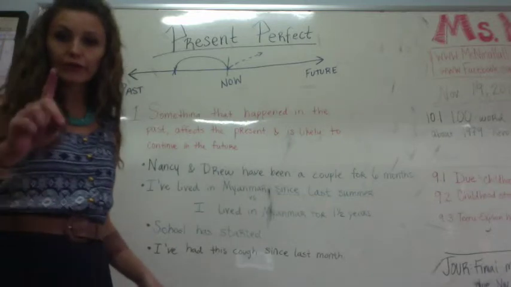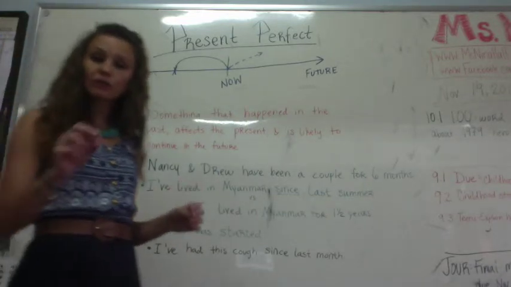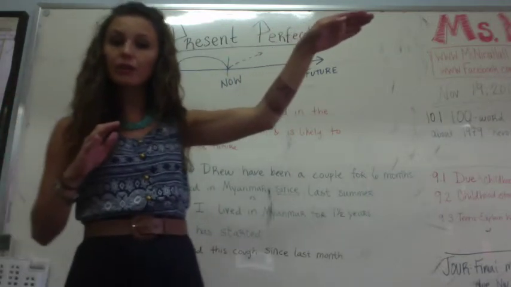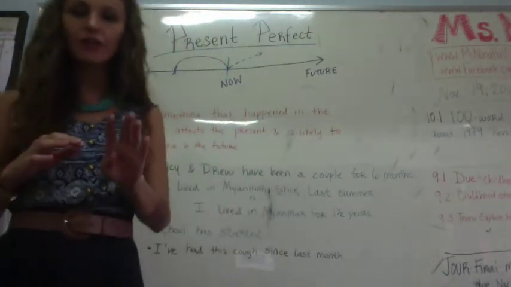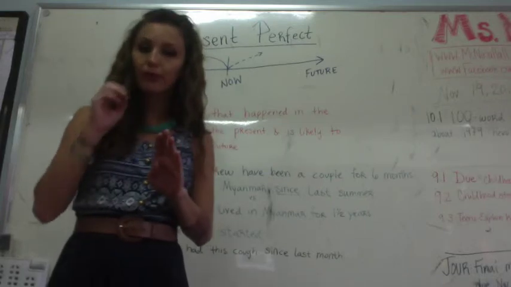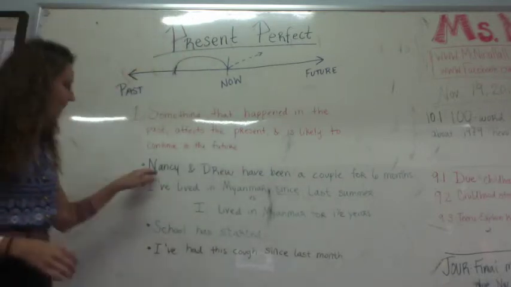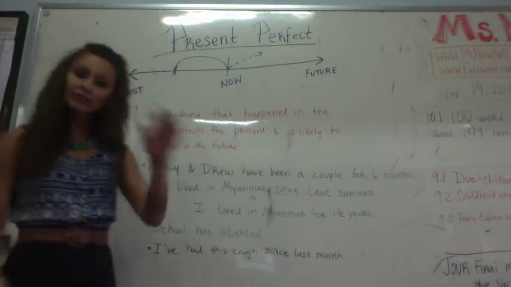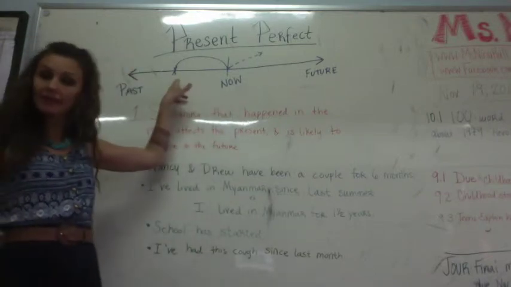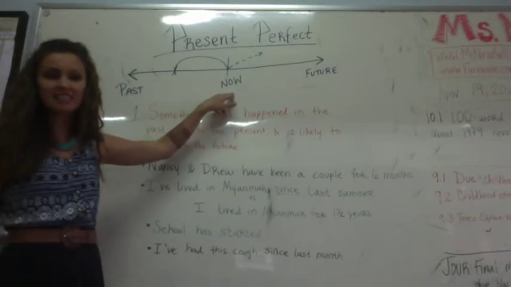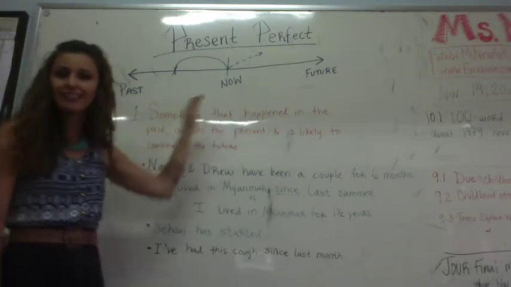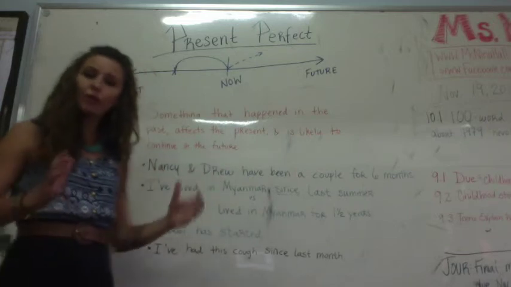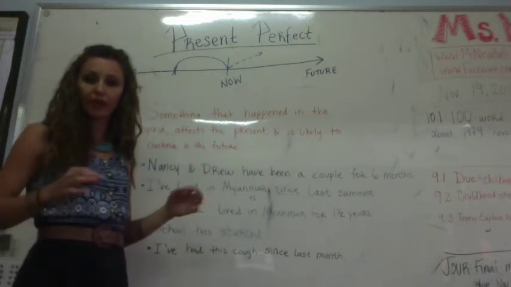So let's start with this first point. Again, the first point is we use the present perfect when something started in the past, affects the present, and is likely to continue into the future. So I've written four sentences on the board when we always use the present perfect. Number one, I've got Nancy and Drew have been a couple for six months. They started dating in the past, right? Six months ago. They're still dating now, and it's likely that they're going to continue dating until Nancy finds out that Drew's a jerk or whatever. But we don't know when that's going to be. So until we know when that will be, we're using the present perfect.